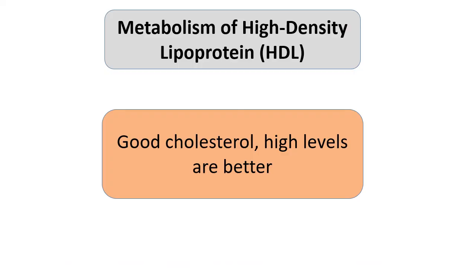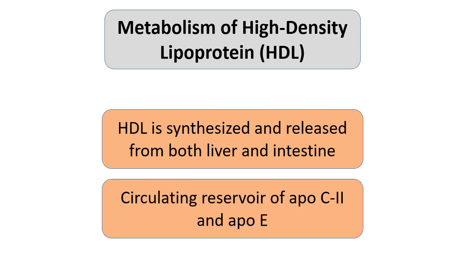High-density lipoprotein, or HDL, is considered the good cholesterol. High levels of HDL are better for our health because they remove other forms of cholesterol from the bloodstream. HDL is synthesized and secreted from both the liver and intestine. HDL particles serve as a circulating reservoir of ApoC2 and ApoE. However, ApoC and ApoE are synthesized in the liver and transferred from liver HDL to intestinal HDL when the latter enters the plasma.